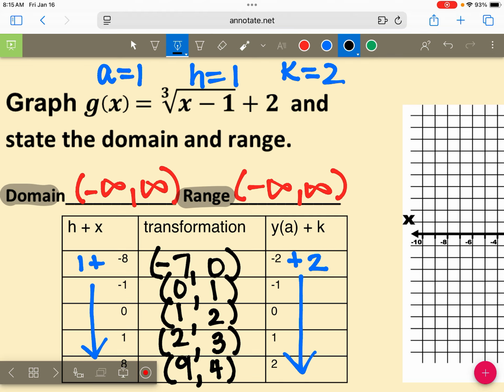So I'm only graphing the transformation. I'm not going to graph the original because it didn't ask us to. That looks good. All right, see if your table matches my table. Thumbs up if your table is the same as mine. All right, good. Let's go ahead and graph it.